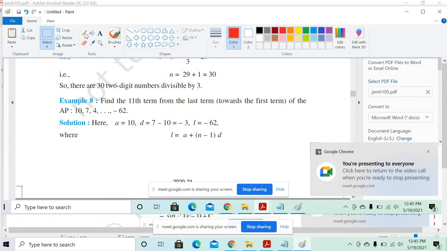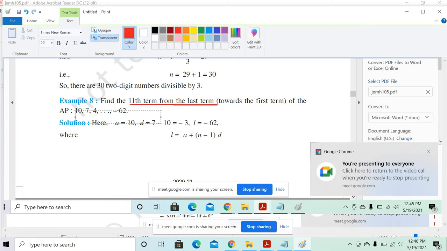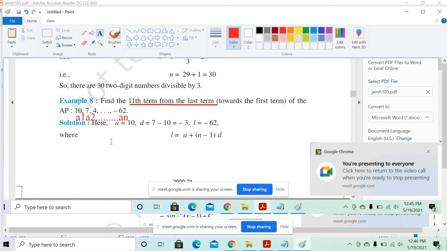So the question is asking you to find the 11th term from the last term. This part is only important, right? Currently your sequence: this is the first term, A1, then this becomes the A2, and so on. This becomes the AN, correct? 10 is the first term, 7 is the second term, 4 third term, and then minus 62 is the last term, right? So from the backside we need to find which is the 11th term, correct?